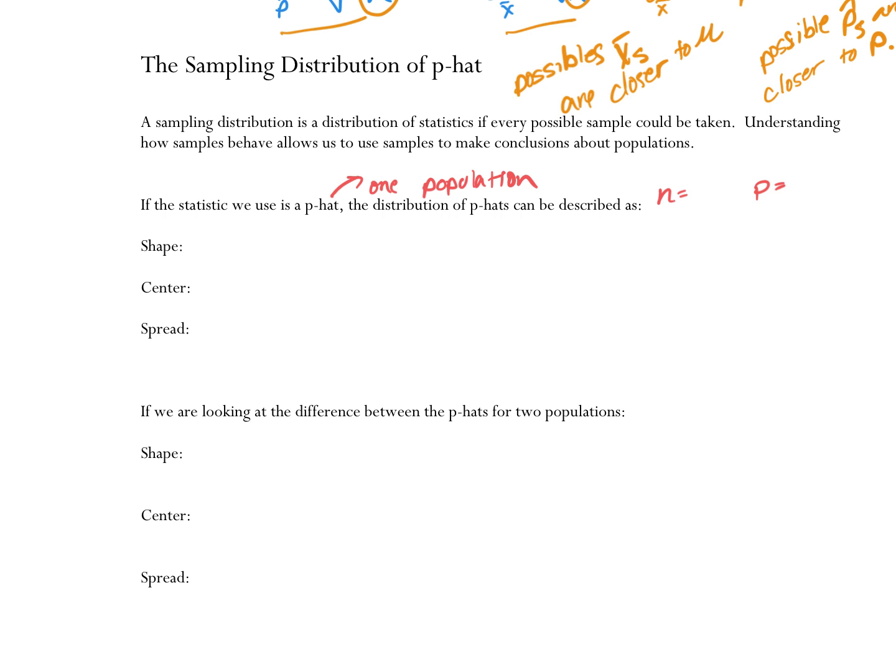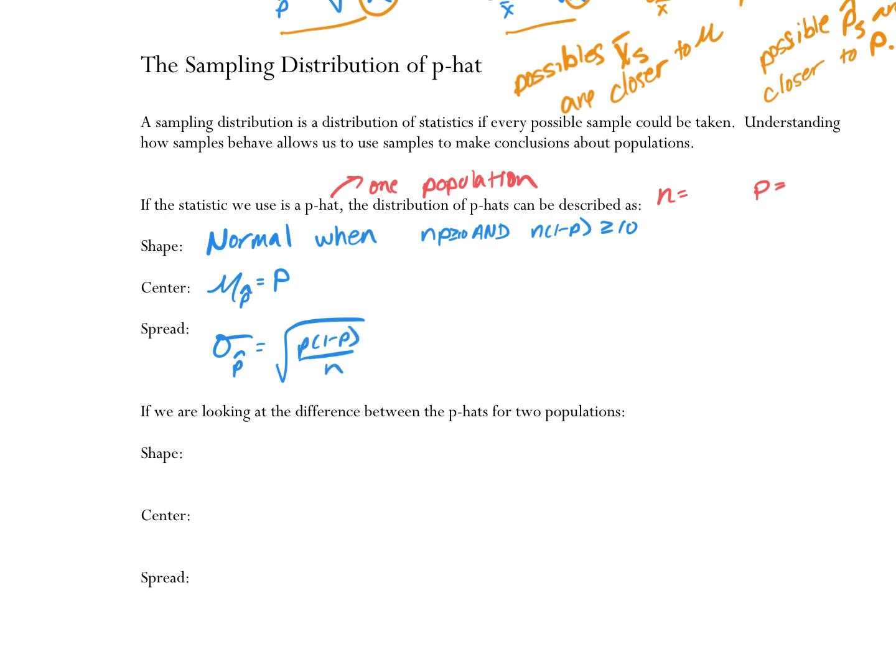So the shape of the p hats, you really want to be thinking about when are they normal? Okay, so the p hats will be normal when np and n(1 minus p) are both greater than or equal to 10. Okay, the center of those p hats will just be that population proportion, whatever it is. And then, like I said above, the standard deviation of those p hats is the square root of p(1 minus p) over n.